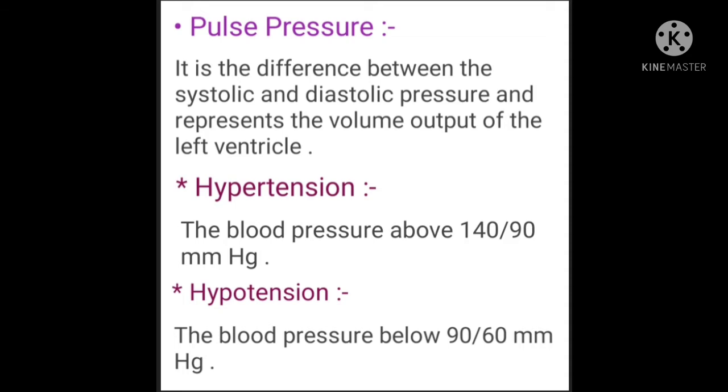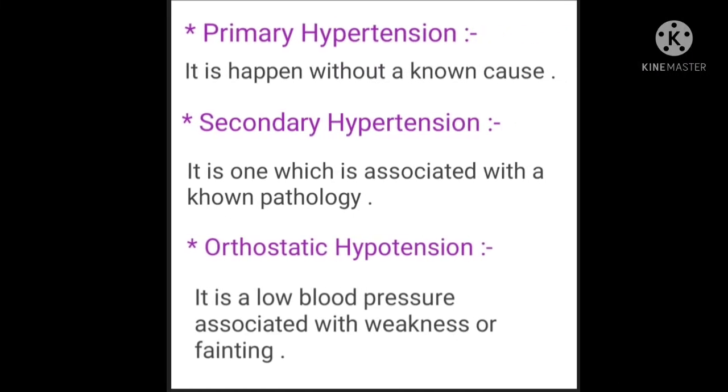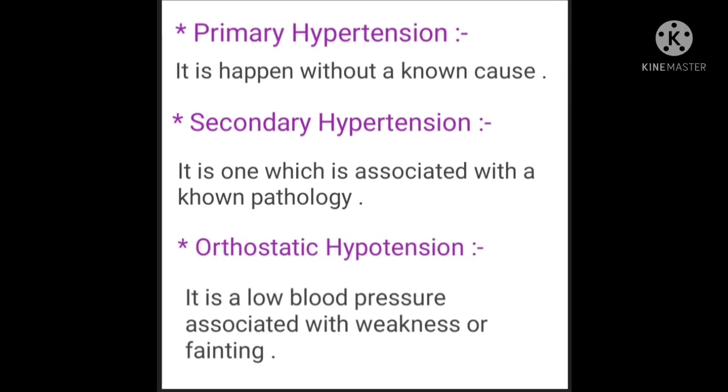Next, hypertension. The blood pressure above 140 per 90 mm of Hg is called hypertension. Hypotension. The blood pressure below 90 per 60 mm of Hg is called hypotension. Next, primary hypertension. It happens without a known cause. Secondary hypertension. It is one which is associated with a known pathology. Next, orthostatic hypotension. It is a low blood pressure associated with weakness or fainting. Means when the BP decreases suddenly on standing posture, it is called orthostatic hypotension.